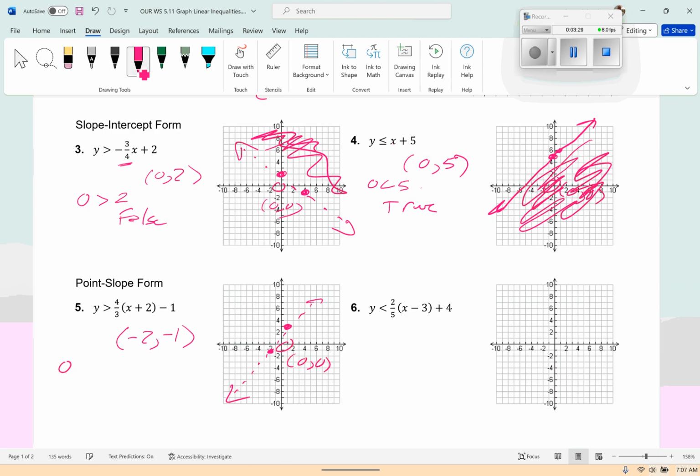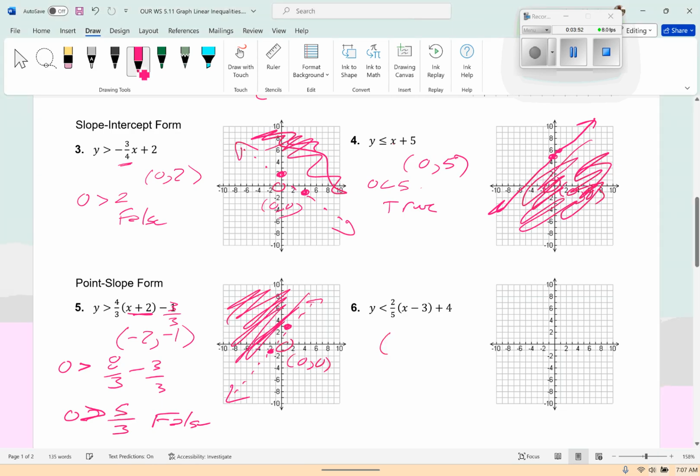Plug it in, so you get 0 is greater than, plug 0 in here, that's 0 plus 2. 2 times 4 is 8, so I get 8/3. Change this to 3/3, so minus 3/3. So is 0 greater than 5/3? Is 0 greater than a positive number? And the answer is no. This is false. So you're going to shade the opposite side of the line. So you shade over here.